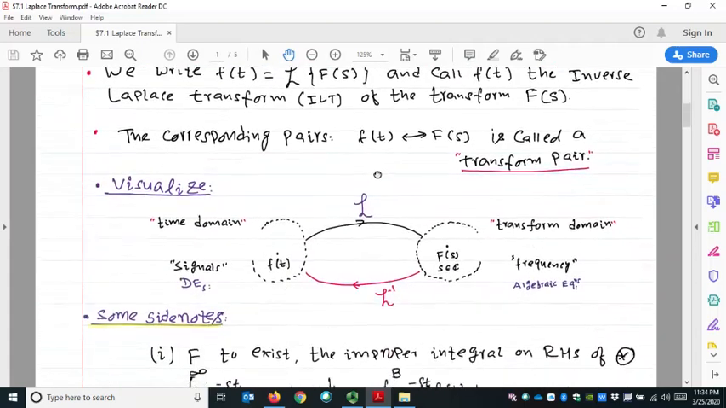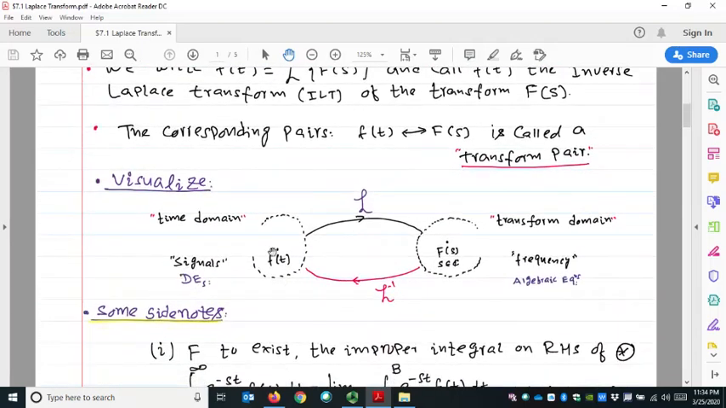So let me visualize here. This is the Laplace transform. It takes the function of time and lands in the transform domain or the frequency domain, and the inverse Laplace transform carries the frequency and lands in the time domain. So the Laplace transform takes the differential equations and gives us the algebraic equations in the frequency domain or in the transform domain.